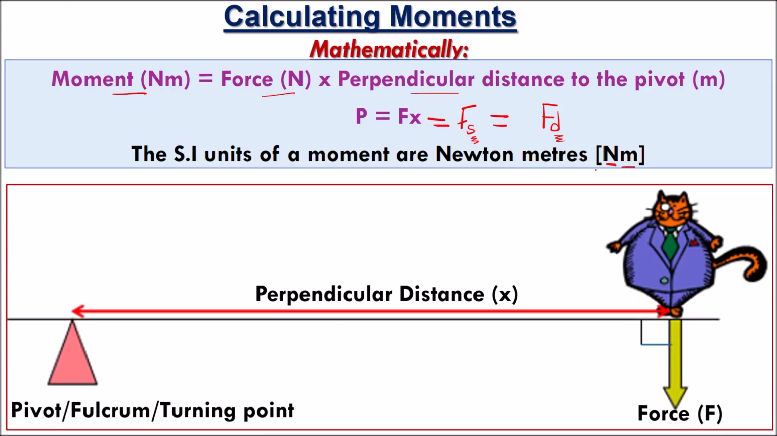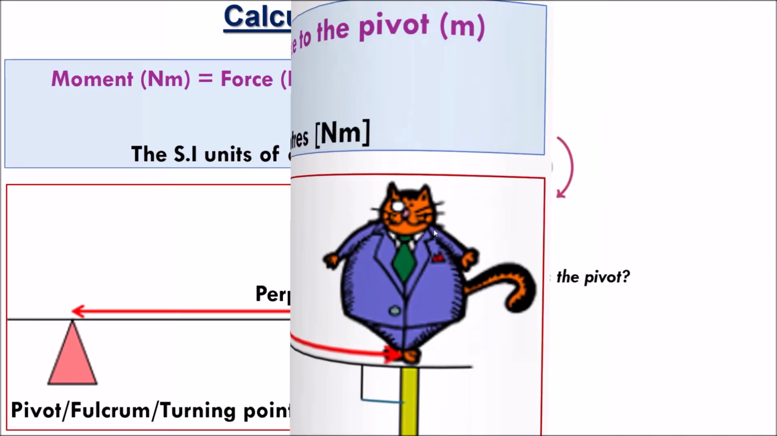So this is an illustration here. The force must be acting perpendicular to the distance. They must be at an angle of 90 degrees. The angle between the distance and the force should always be 90. And you multiply the force and the distance to get the moment. So let's quickly use an example to demonstrate how moments are calculated.